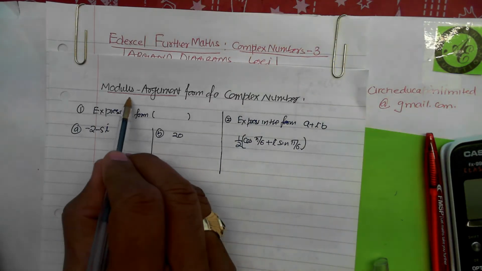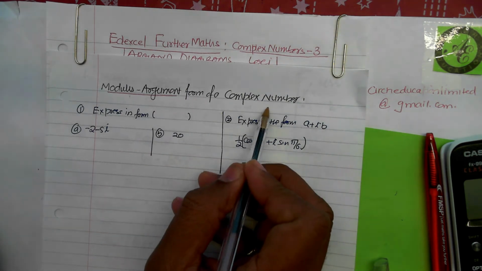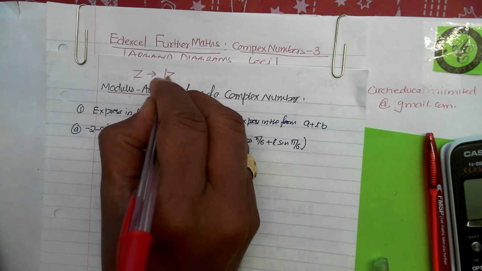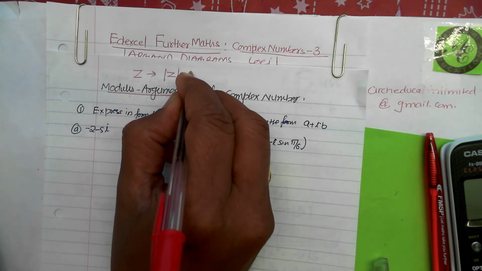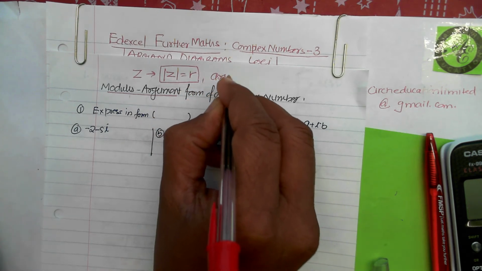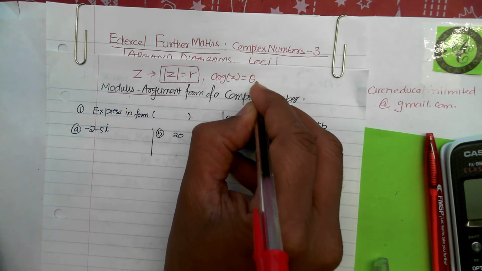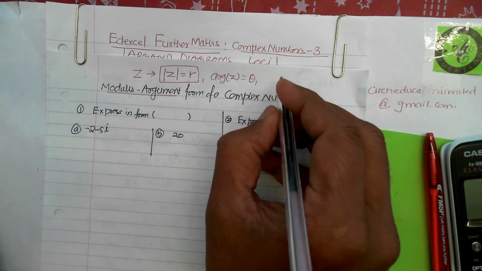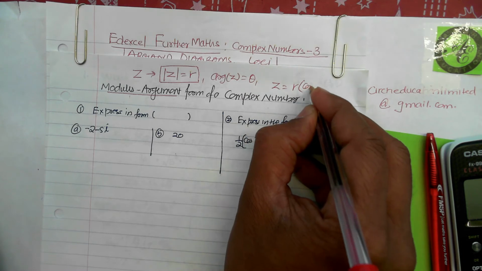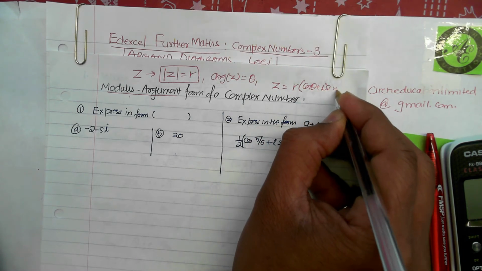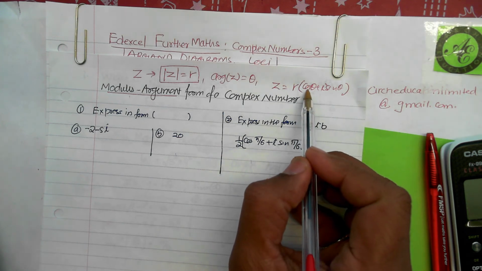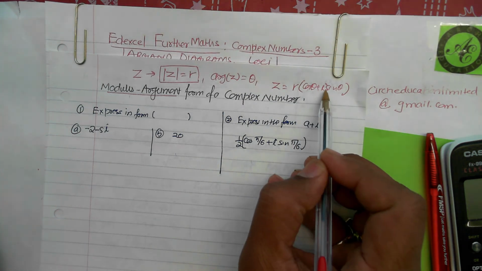Okay then, so what is the modulus argument form of a complex number? If a complex number z has a modulus of, let's say, any number r, and its argument is an angle theta, then we can write the complex number z in mod arg form as r(cos theta plus iota sine theta). Guys, be very careful. This has to be cos of something plus iota sine of the same thing.